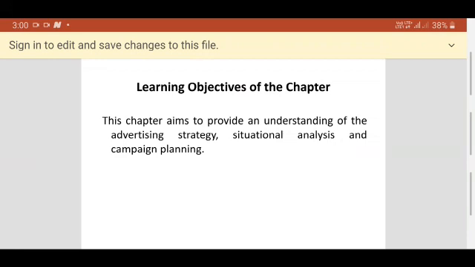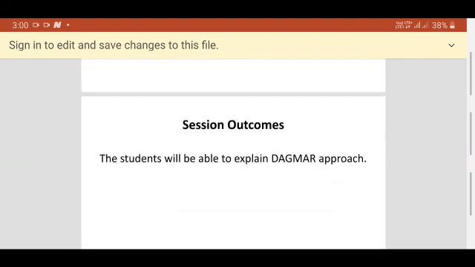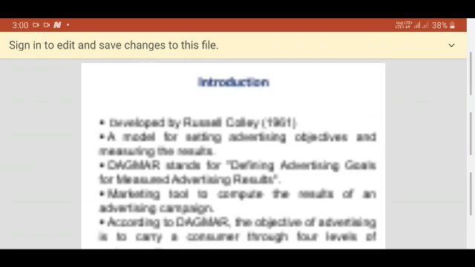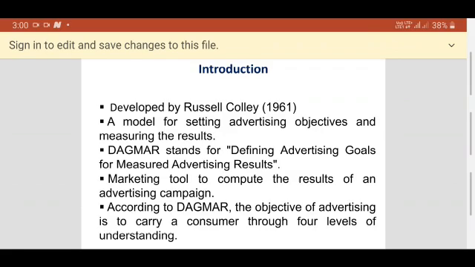What are the learning objectives of this chapter? This chapter aims to provide an understanding of the advertising strategy, situational analysis, and campaign planning. The session outcome is that the students will be able to explain the DAGMAR approach. So let you understand the concept of this.